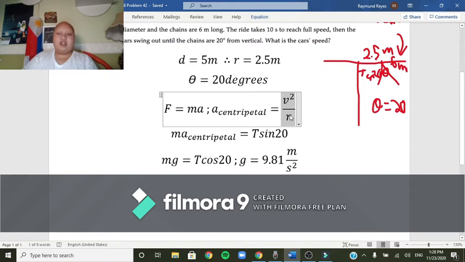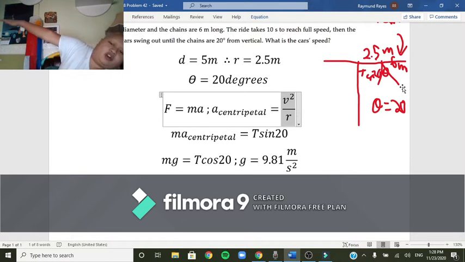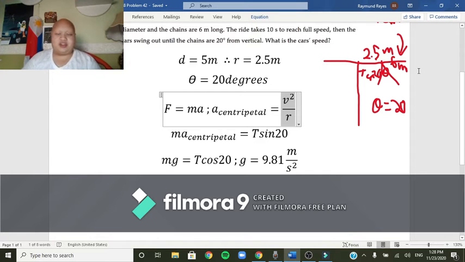So now we have to get the horizontal and the vertical components. Here we have tension in this diagram. So we have to split tension into T cosine 20 degrees and T sine 20 degrees. T sine 20 is the horizontal component because the 20 degrees is relative to when the rope is vertical. So that's why the cosine is the vertical component.